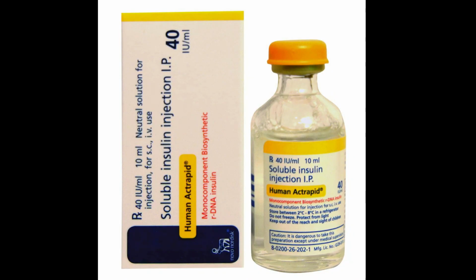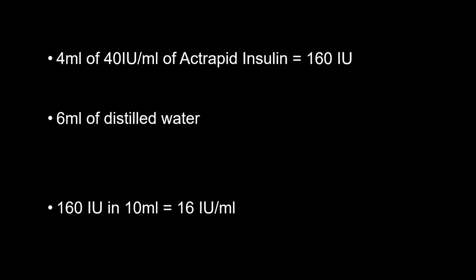It is very easily available in the market. You just need to buy a vial of human Actrapid insulin, or what we also call soluble insulin, and this will have a concentration of 40 international units per ml. So we take 4 ml of this, which is equivalent to 160 international units. We add this to 6 ml of distilled water, which ends up with a concentration of 16 international units per ml. This is my preferred concentration and it has worked well for me in my experience.